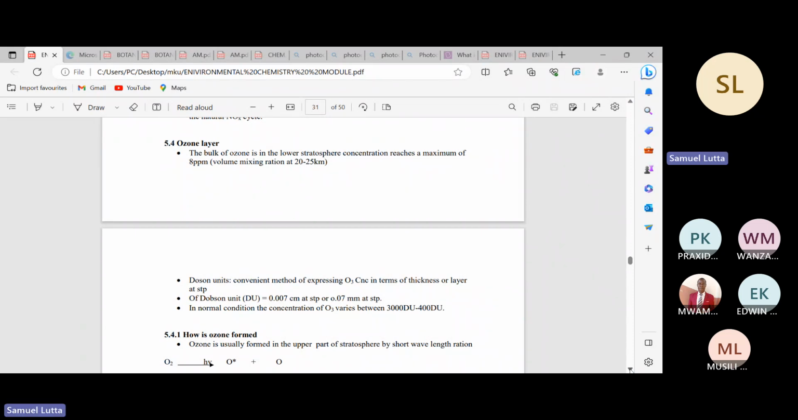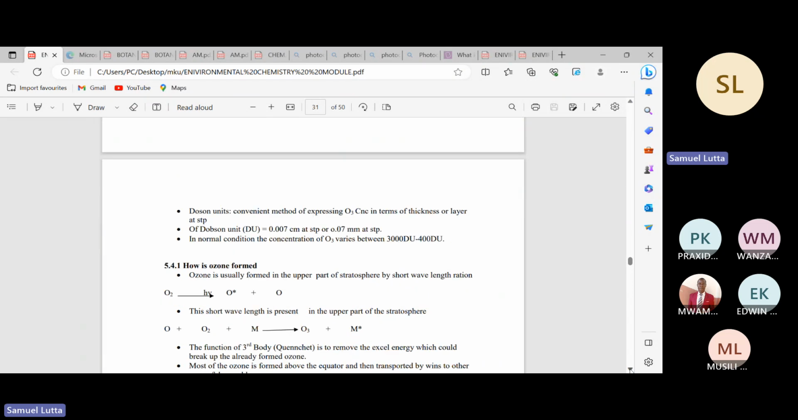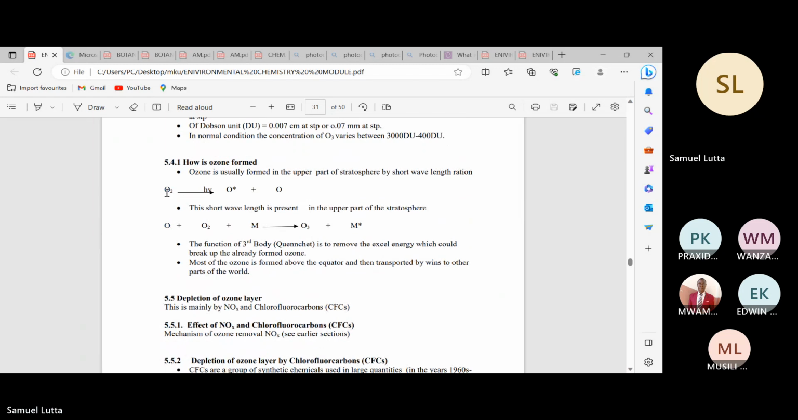So how do we form ozone? To form ozone, oxygen breaks down to form oxygen atoms. In the presence of UV radiation, you can break oxygen to form oxygen atoms. And then these oxygen atoms, when they combine with an oxygen molecule in the presence of a catalyst, will generate ozone. We talk about a third body, which acts as a catalyst just to increase the rate of this reaction.